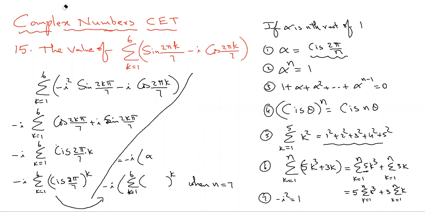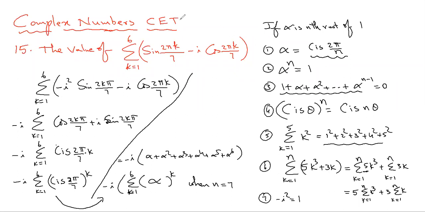The entire thing itself is alpha. Cis 2 pi by n itself is denoted as alpha. Now if you run the k value from 1 to 6, it is alpha plus alpha square plus alpha cube plus alpha power 4 plus alpha power 5 plus alpha power 6. Now using this formula, 1 plus alpha plus alpha square and so on, alpha power n minus 1, equal to 0.